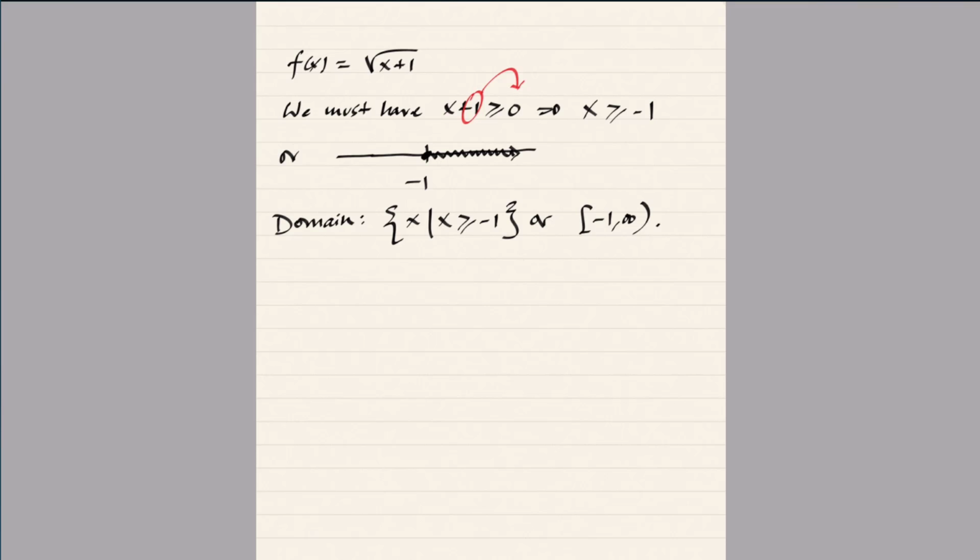Now if you draw that on a number line, you can see the picture right there, and if you then express it in the usual notation, we would say the domain is x such that x is greater than or equal to -1, or in interval notation, it's the interval from -1 to positive infinity with a square bracket on the -1. So remember, if you have a closed circle on the number line, you're going to have a square bracket on the corresponding value in the interval notation. All right, let's look at the next one.